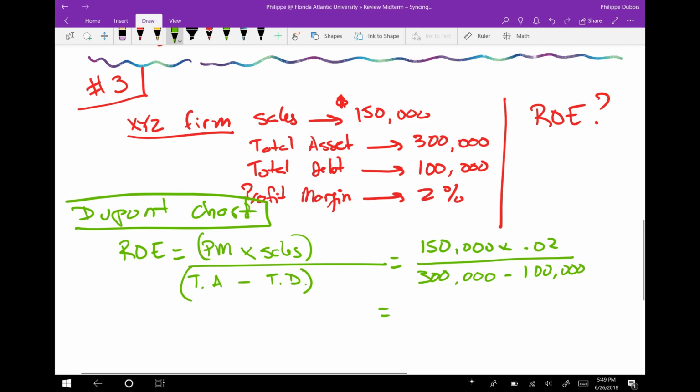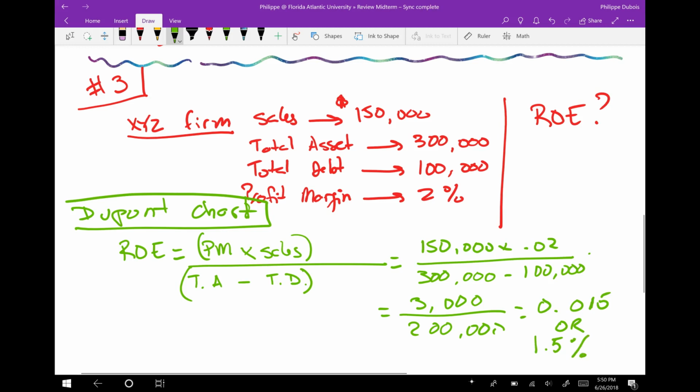That would be something like 3,000, 0.02 times 150. 3,000 over 200,000. It's 1.5%. All right. Or I should say the result of that equation is 0.015 or 1.5%. And that's the way you should solve for this problem.